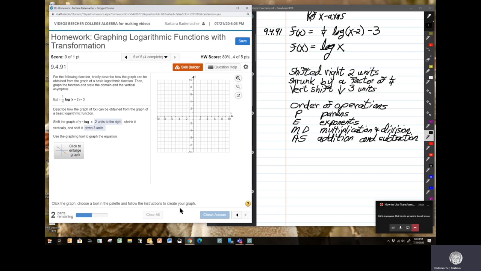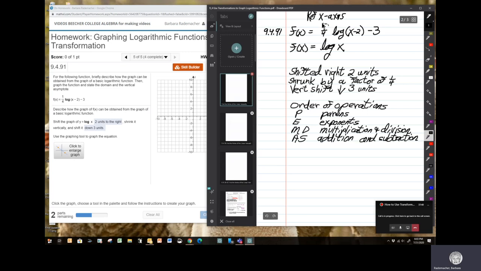Now, how did I know that this was a shrink and not a stretch? And the answer is when this number is less than one. In other words, when it's a fraction. You're going to be shrinking the basic function. Let me write basic by here. Okay, and save it.